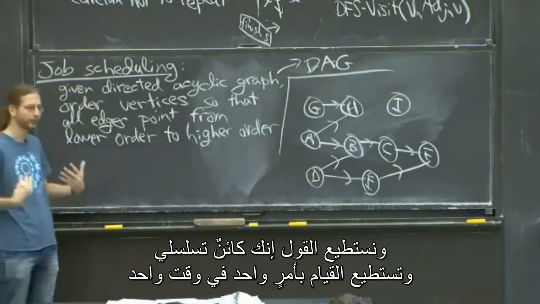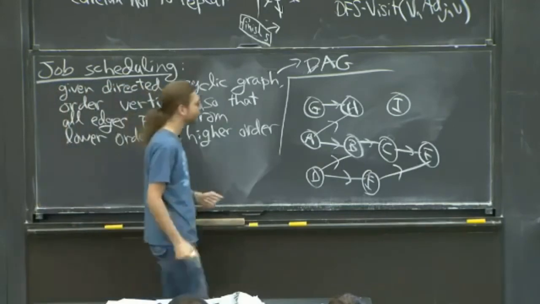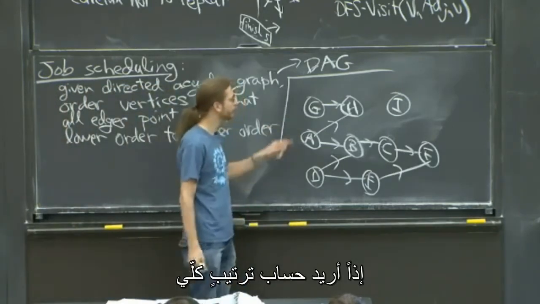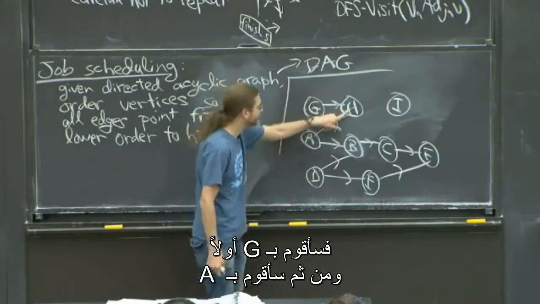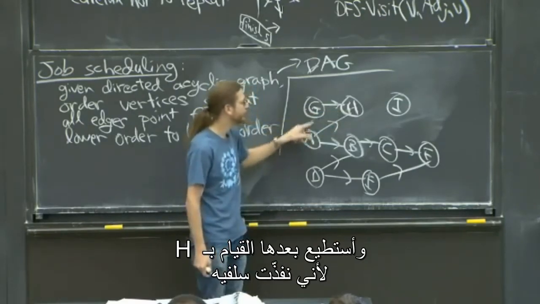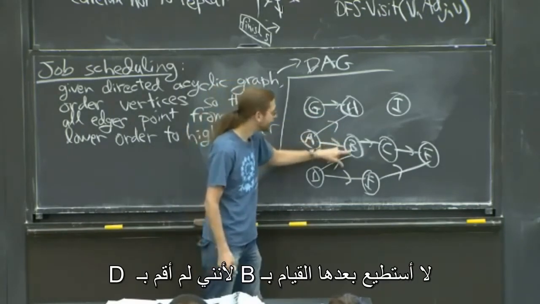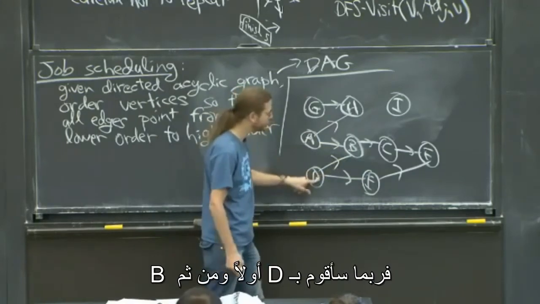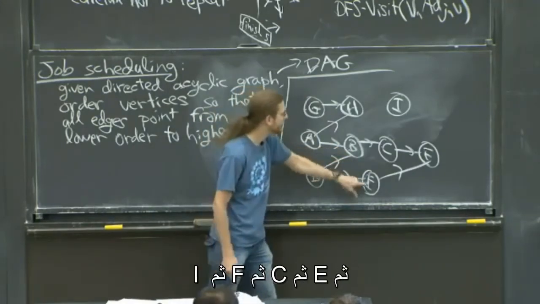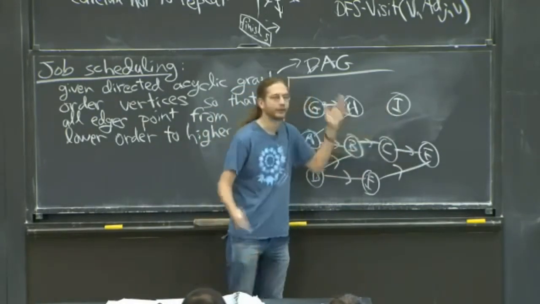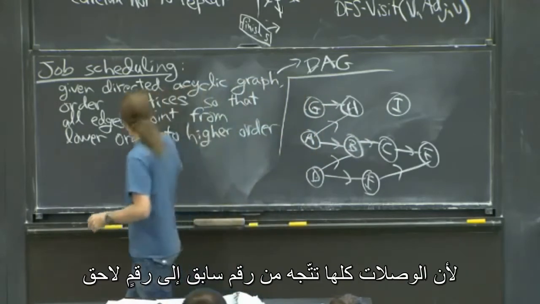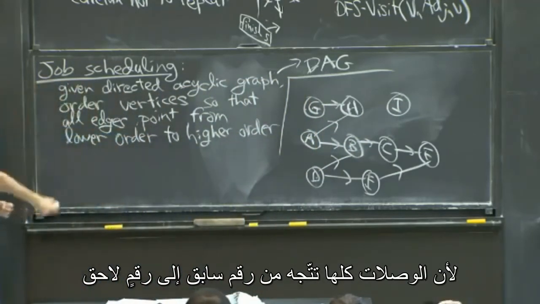What you'd like to do is choose an actual order to do things. Say you're a sequential being. You can only do one thing at a time. So I want to compute a total order. First, I'll do G. Then I'll do A. Then I can do H, because I've done both of the predecessors. Then I can't do B, because I haven't done D. So maybe I'll do D first, and then B, and then E, then C, then F, then I. That would be a valid order, because all edges point from an earlier number to a later number.